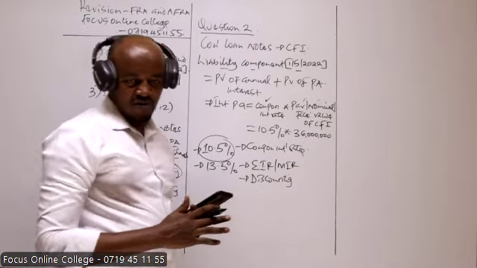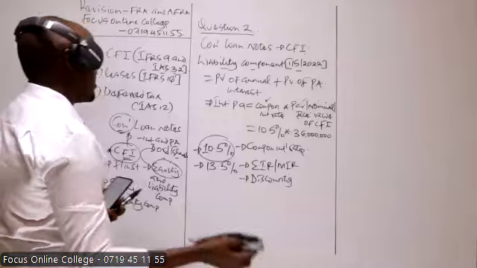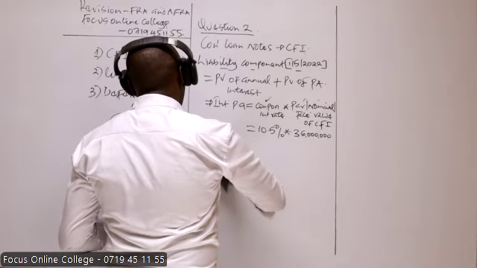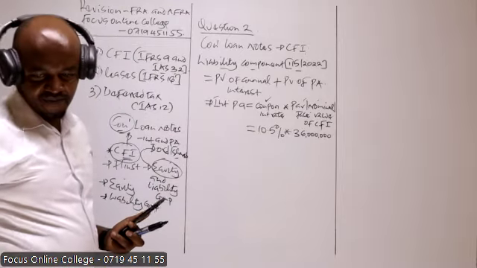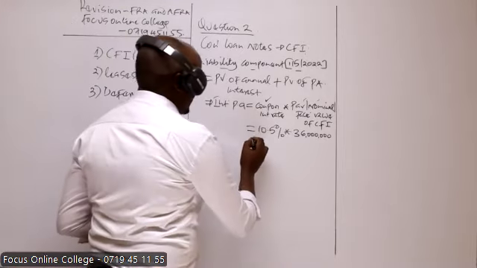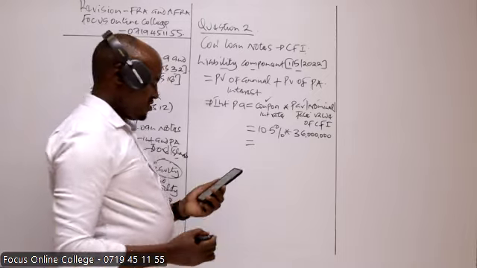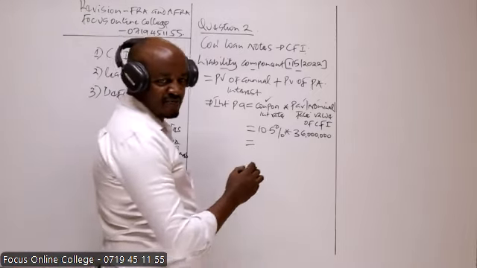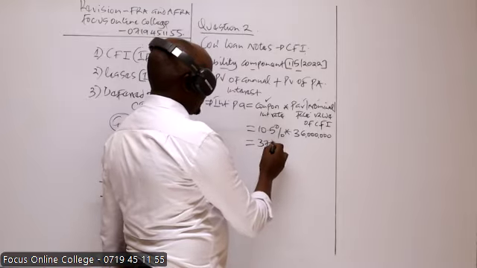So can we compute this particular interest to be paid on annual basis? Give me the interest here to be paid on annual basis by our company. So this will give us an amount of how much? 10.5% of 36 million. I'm told this one will give us 3,780,000.